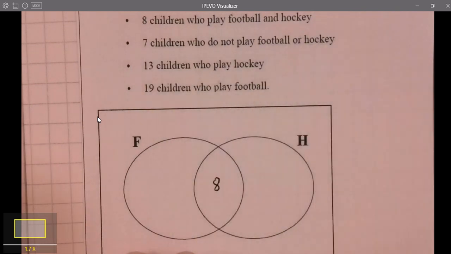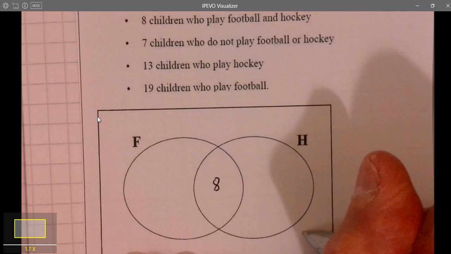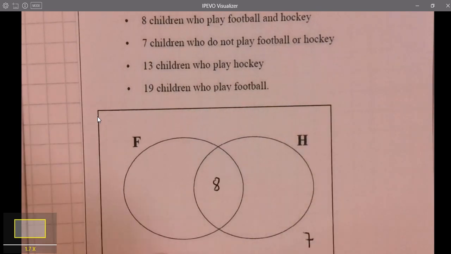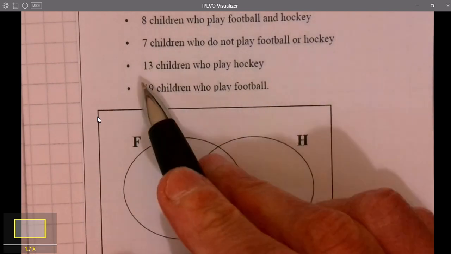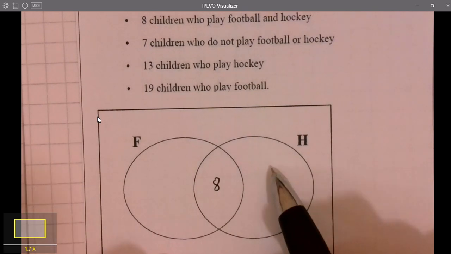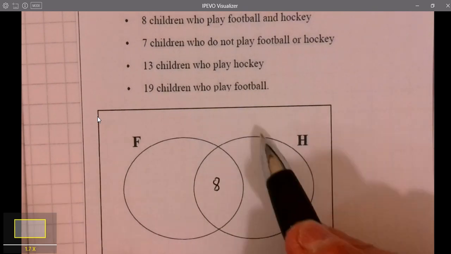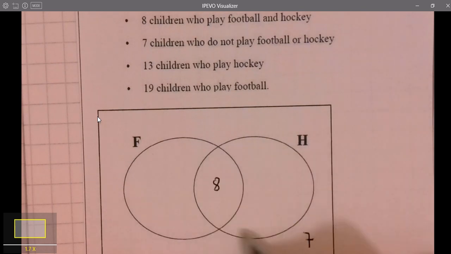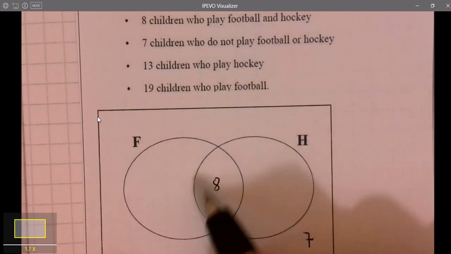7 children who do not play football or hockey. So think about where they go. Those 7 are on the outside. They're part of the class, but they're on the outside. Now, this is the bit that people make a mistake on. It says 13 children play hockey. Do I put 13 here? This whole circle is hockey. So the total of this circle must be 13.